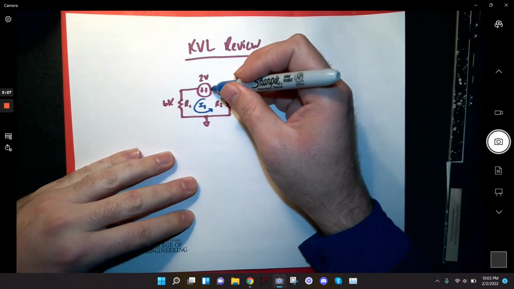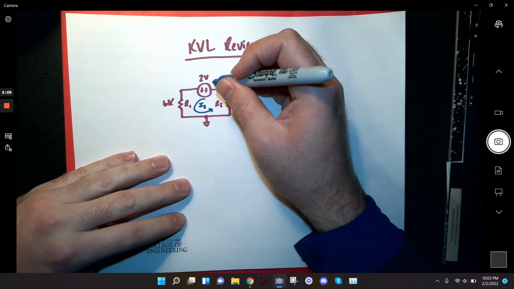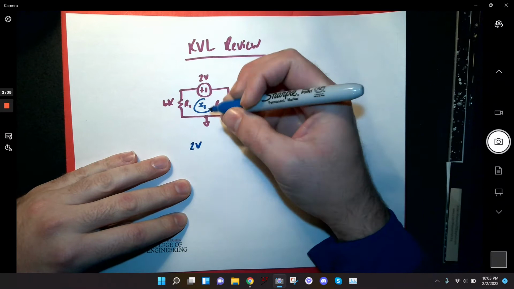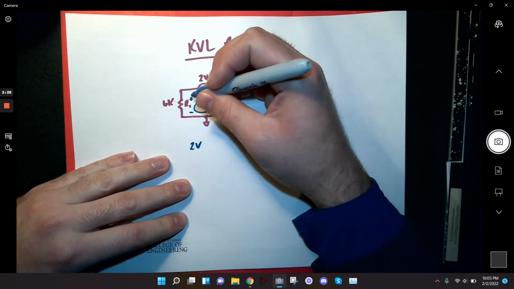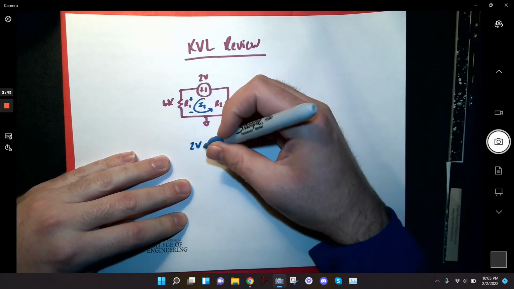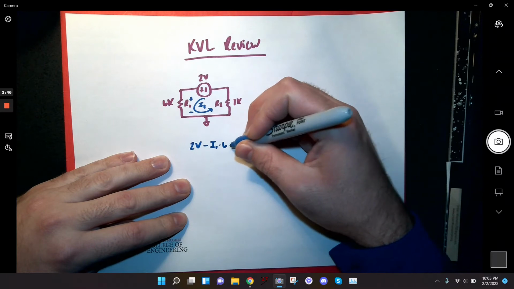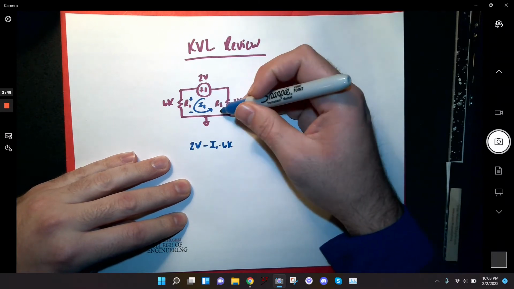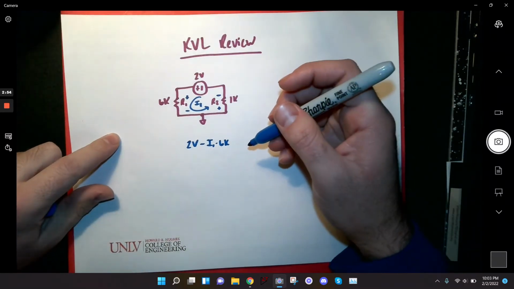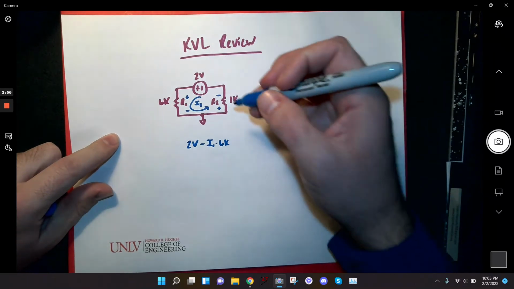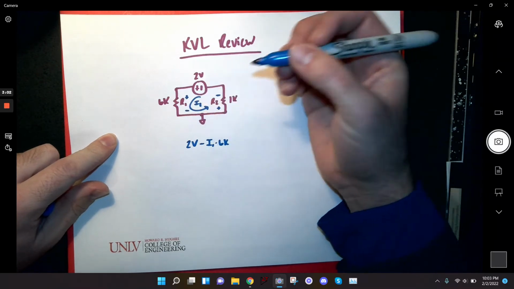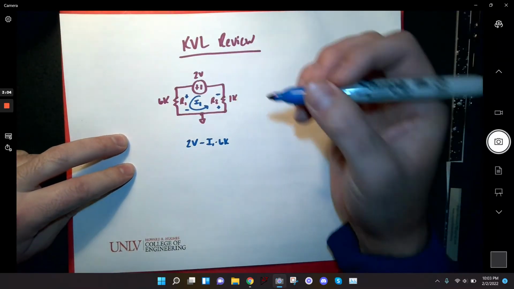So let's start with the battery. We know across the battery that we're going from minus to plus. We're going up by 2 volts, so I'll write 2 volts. Across this resistor, we know that we're going down by I1 times 6K, so minus I1 times 6K. And then across this resistor, I write the plus to minus like this because we know that current flows from higher voltage to lower voltage. So if the current's flowing in this direction, then we have higher voltage here than we do here. And basically the same thing going this way.